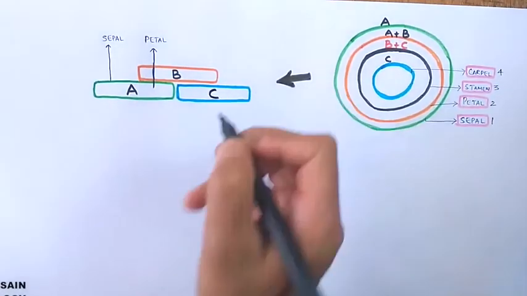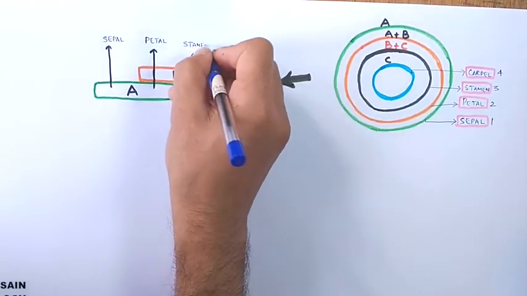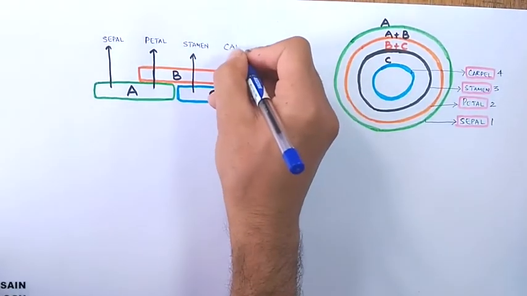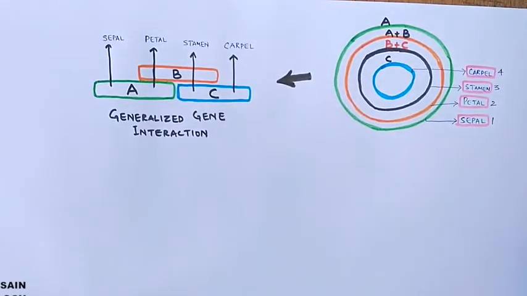Then we have class C gene. It interacts with B also, so B plus C gives us stamen. And finally, the C class gene individually promotes the development of carpel. So this is generalized gene interaction for Arabidopsis thaliana.